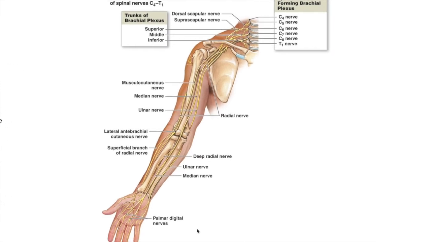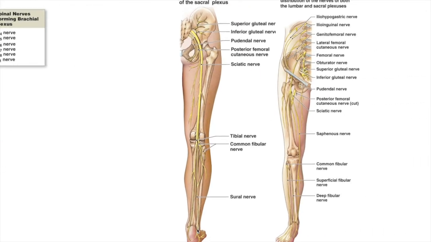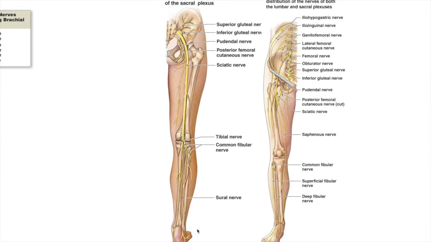Then this is the brachial plexus, which innervates the pectoral girdle, the arm, and the hands. And then the lumbar and the sacral plexuses innervate the trunk and the legs.